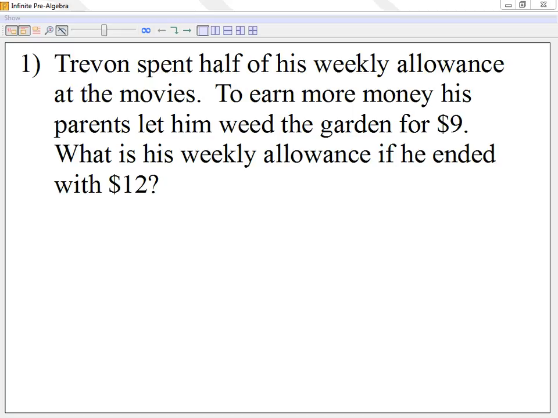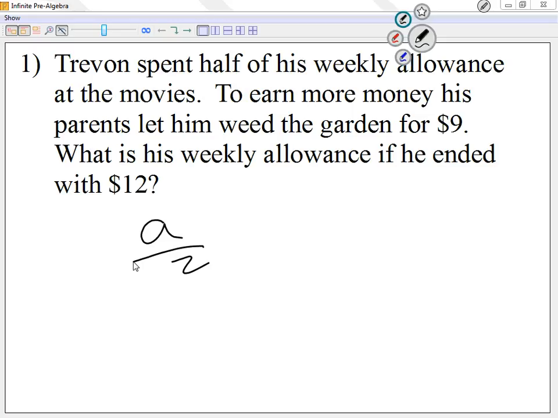Alright, so reading this: Sherman spent half of his weekly allowance at the movies. I don't know his allowance, but he spent half of it at the movies. So I'm going to say his allowance divided by two, since he spent half of it.